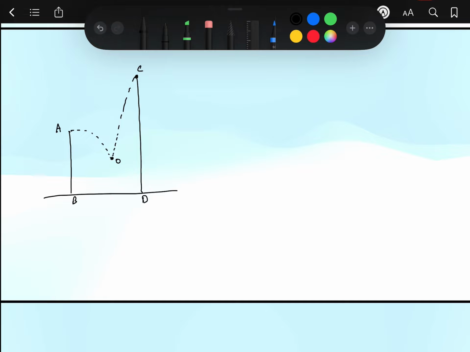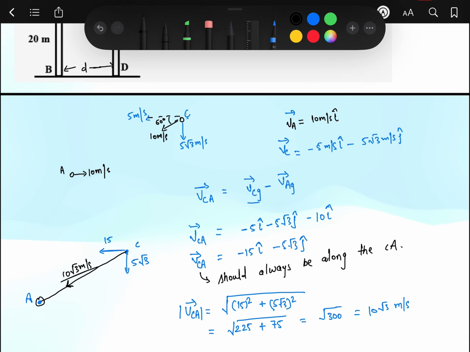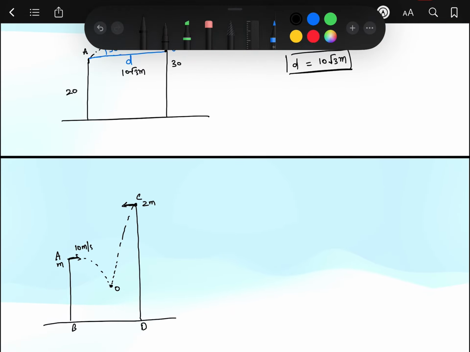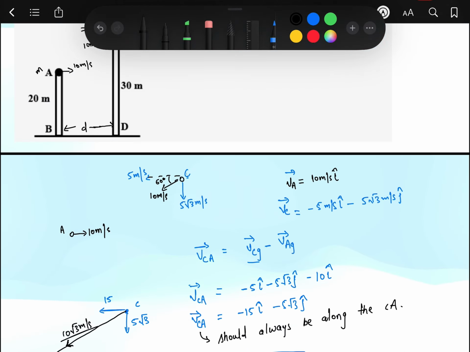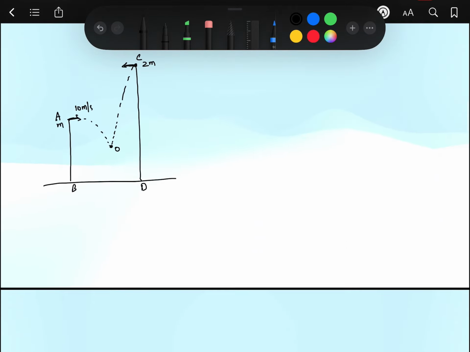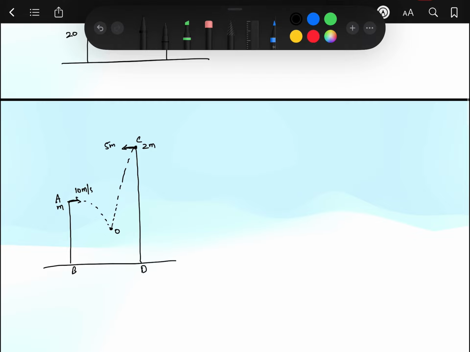Initially this particle has mass m, and this one has mass 2m. This one has a horizontal component of velocity of 10 meter per second. And this one has a horizontal component, which we calculated here, of 5 meter per second.